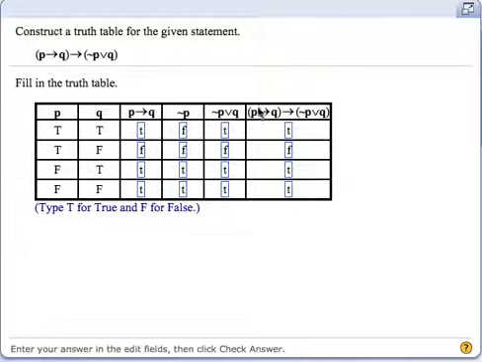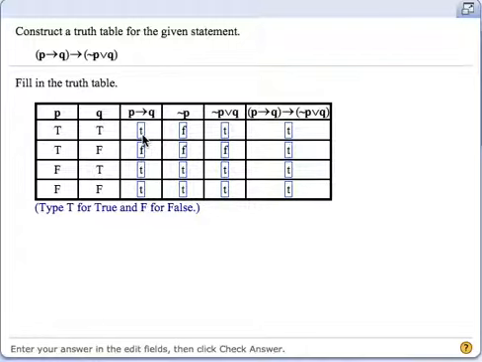So far, so good. Now I'm looking at the third and fourth column. This is the third column, implying this is the fourth column. Remember, let's start with the easy ones. If this first part, P implies Q, is false, I'm going to have true over here. So let's say false. That would be just this one. This one's going to have to be true.